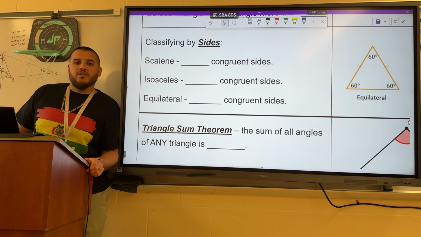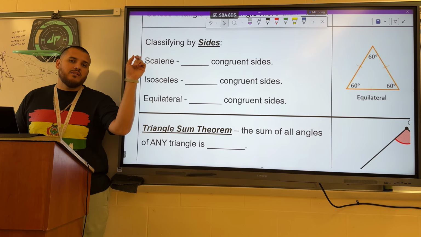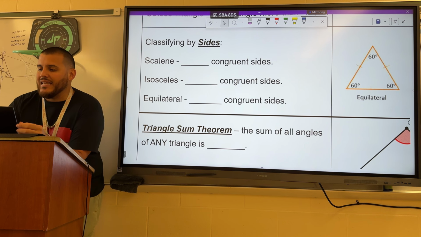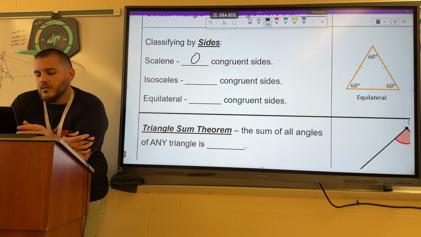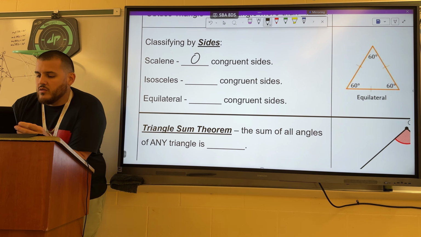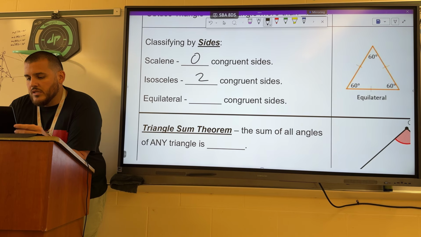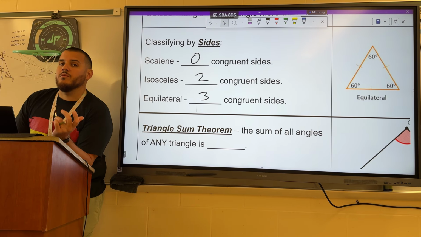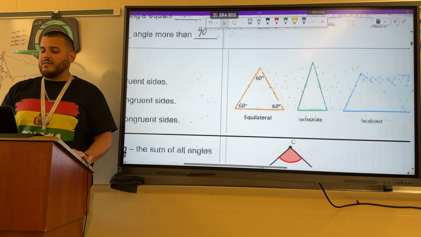We can also refer to triangles by their sides, and we can classify them in these three ways: scalene, isosceles, or equilateral. A scalene triangle has no congruent sides, none at all. An isosceles triangle will have two congruent sides, and an equilateral triangle will have three congruent sides. Remember, congruent means equal in measure, so we're referring to the sides being the same length.